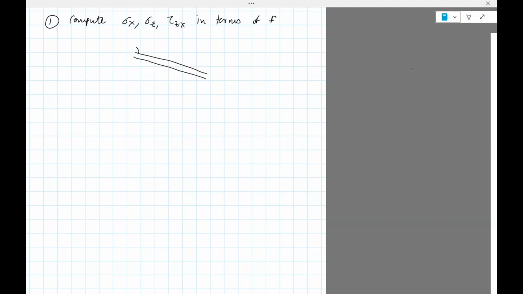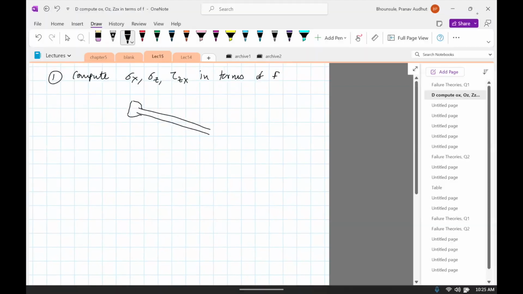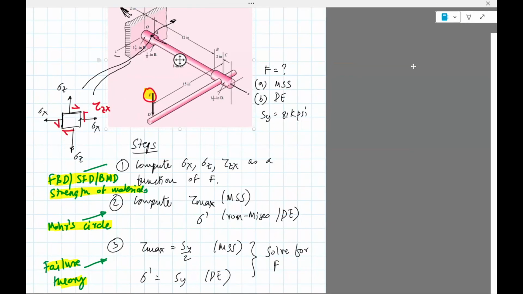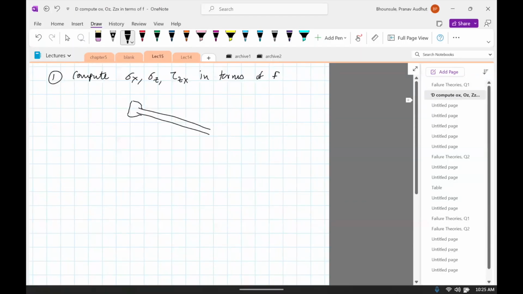Here we are going to also ignore any stress concentration, because you see that at A there's actually a change in cross section. There's a 1/8 inch fillet. So if it is a real problem, you'll have to consider the stress concentration. But we're going to ignore the stress concentration here, unless you're asked. So ignoring the stress concentration, we have this point A.